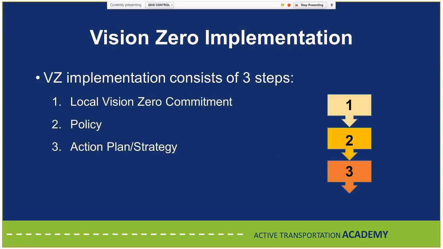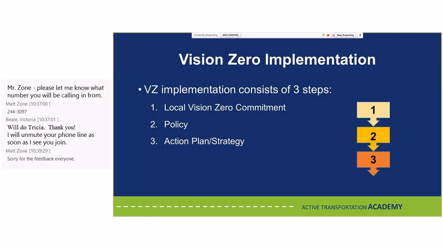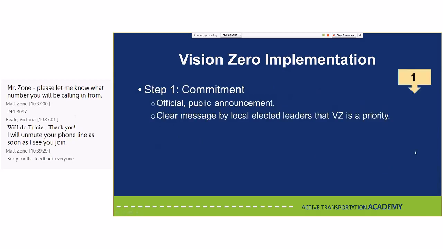Okay, so as I mentioned, there are three main steps in implementing the Vision Zero initiative for your community. The first is the local Vision Zero commitment. The second is establishing a policy, and the third is preparing your action plan and strategy. So the first one, as I mentioned, is the local commitment.